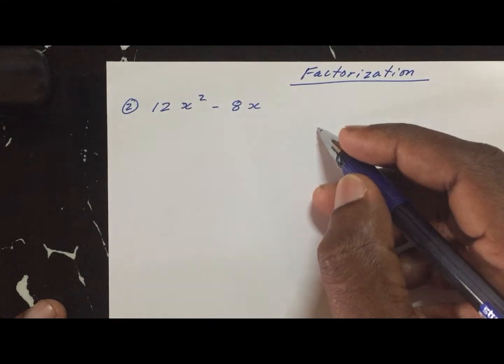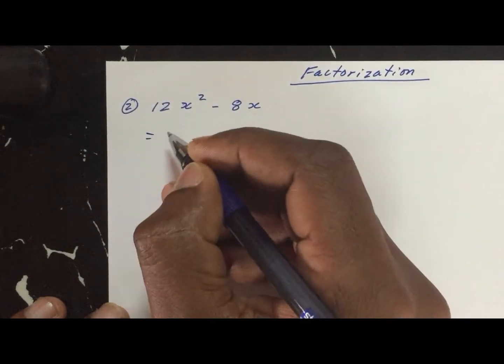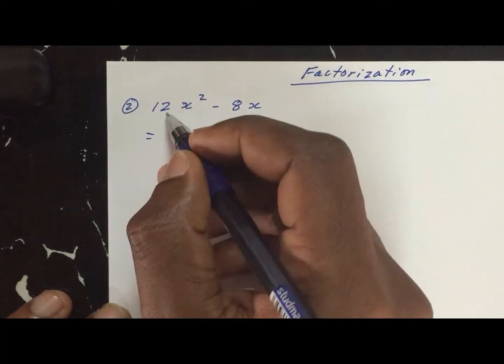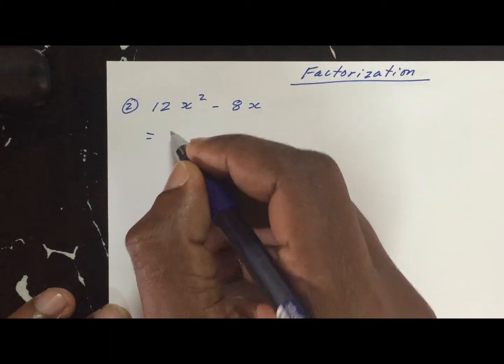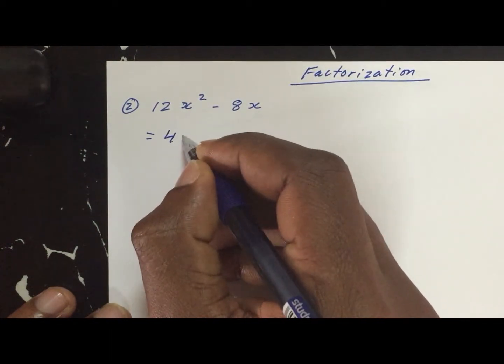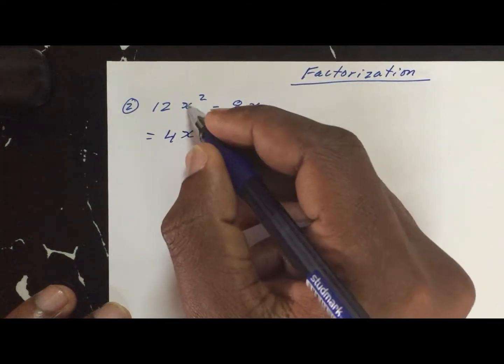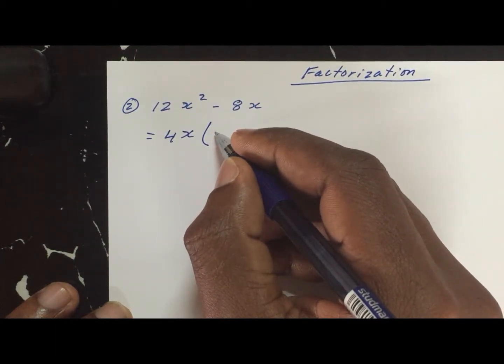So moving on to number 2. So let us go again. Number 2, what is common between the two? We have 8 and we have 12. Let us see. 4, correct. So we have 4x. 4x times what will give us 12x squared? 4 times 3 is 12, and x is squared.